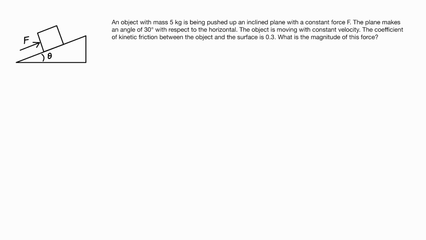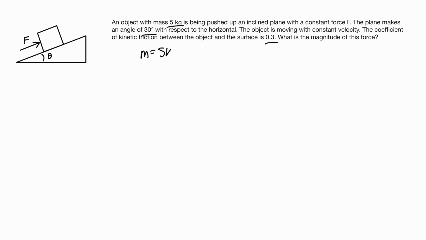Hi, so today we'll be looking at this physics problem. The question says that we are given an object with a mass of 5 kilograms, and it's being pushed up an inclined plane with a constant force F. The plane makes an angle of 30 degrees with respect to the horizontal, and the object is moving with constant velocity. The coefficient of kinetic friction between the object and the surface is 0.3, and we are asked to find the magnitude of this force.